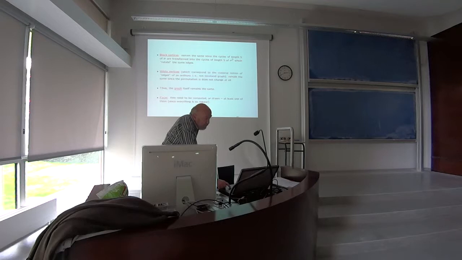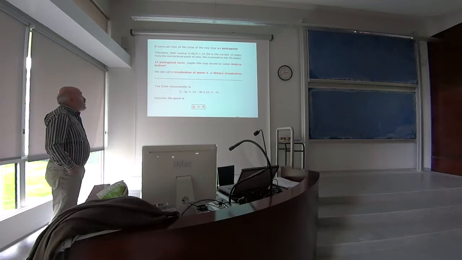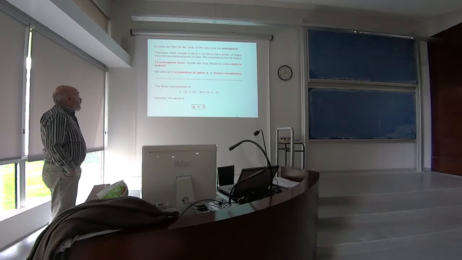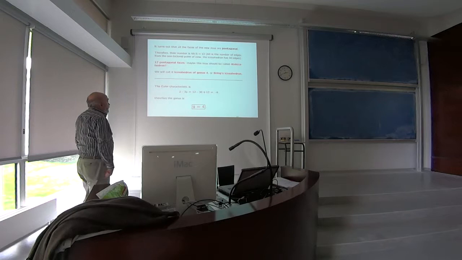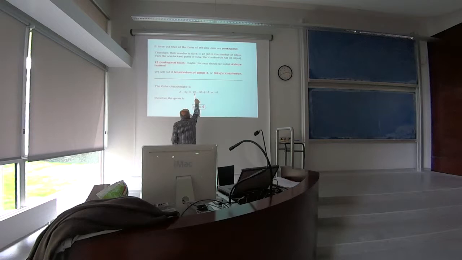It turns out that all faces become faces of degree 5. Their number is therefore 12. We divide 60 by 5. And we may compute the Euler characteristic. 12 vertices minus 30. Okay, here I consider usual edges. So 12 vertices minus 30 edges plus 12 faces is minus 6. Therefore, genus is equal to 5.